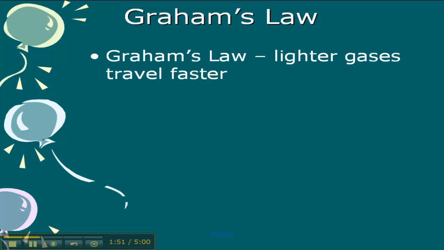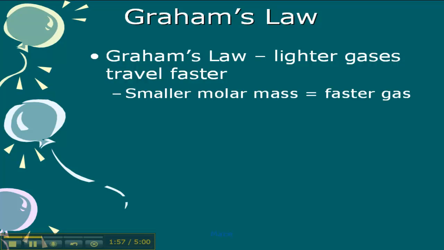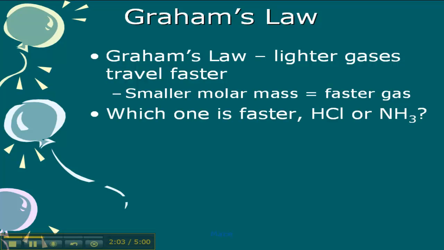This is called Graham's law. This basically says that lighter gases are going to travel faster. So the smaller the molar mass, the faster the gas is going to travel. So which one is faster, HCl or NH3? So the first thing we need to do is figure out the molar mass of each one. So the molar mass of HCl is 36.458 grams per mole. Molar mass of ammonia, which is NH3, is 17.034.